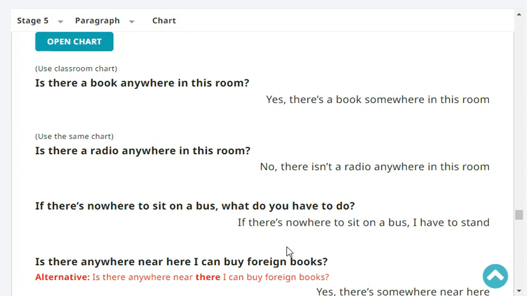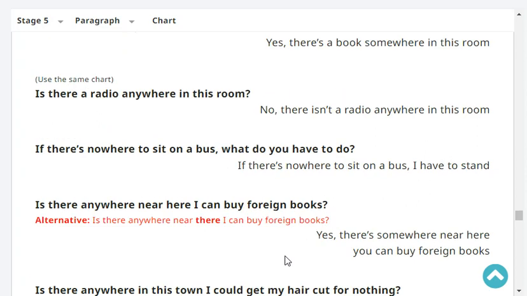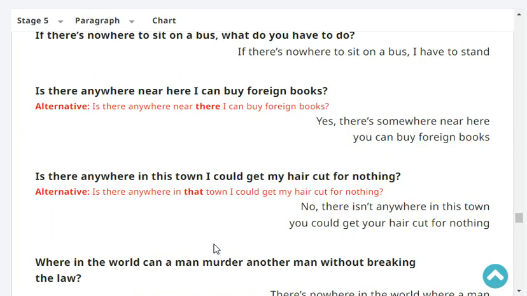If there's nowhere to sit on a bus, what do you have to do? If there's nowhere to sit on the bus, I have to stand. Is there anywhere near here I can buy foreign books? Yes, there's somewhere near here you can buy foreign books.